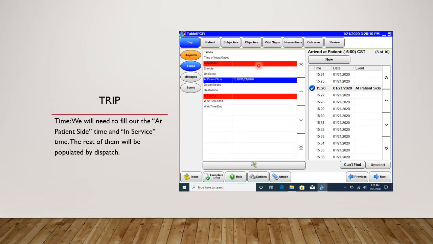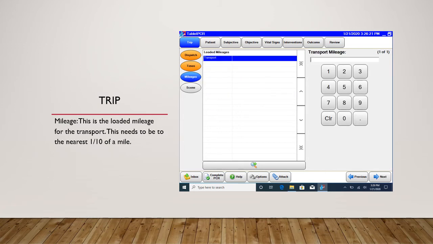Next, we're going to move over to times. Your dispatched, en route, on scene, depart scene, and destination are all going to be filled in by dispatch. The only ones that you will need to do are patient side and in service. In service is usually when you clear the scene. Sometimes it populates from them, sometimes it doesn't. Transport mileage. This is your loaded miles only, meaning only when you have the patient, and this needs to be to the nearest tenth of a mile.